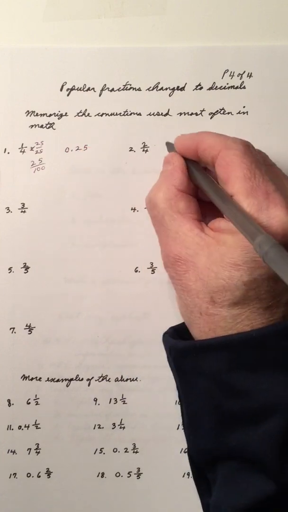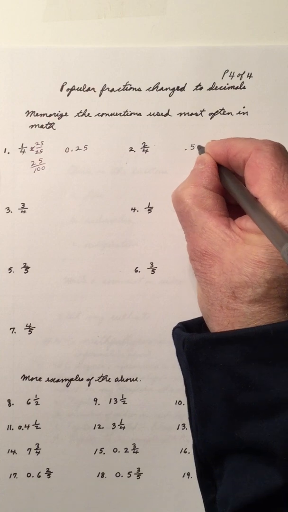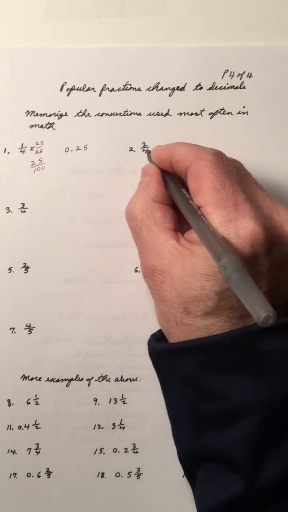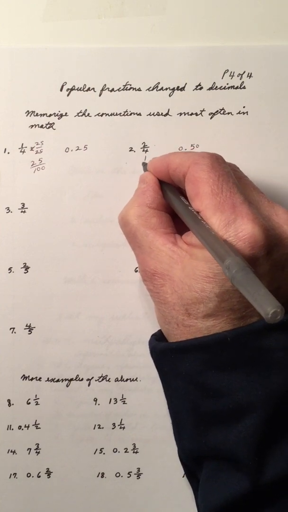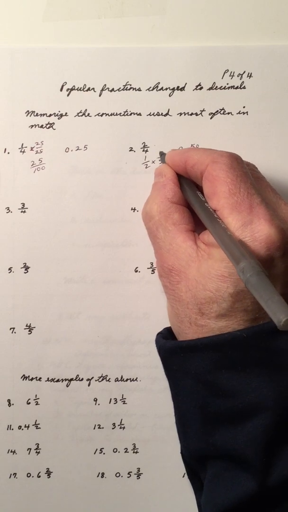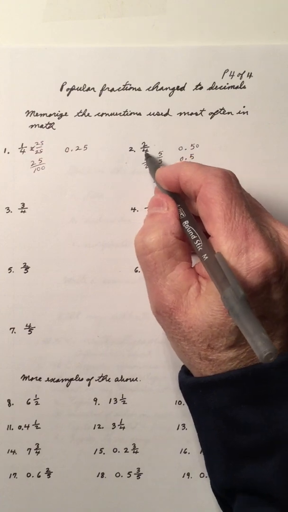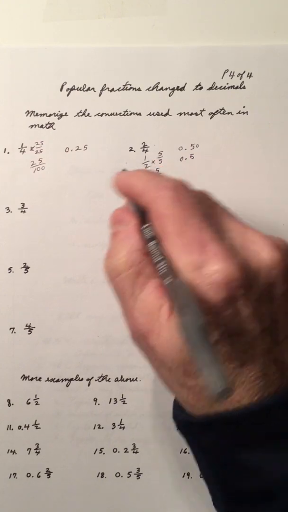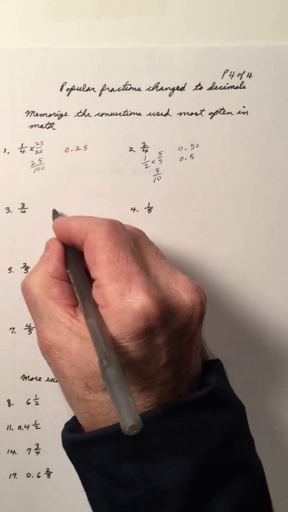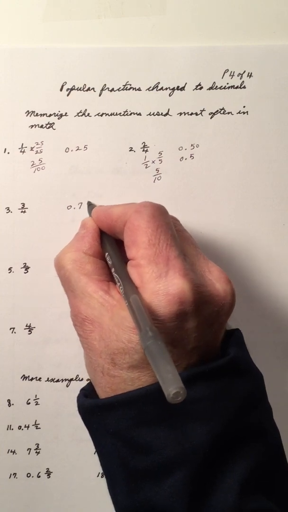2/4 is twice 1/4. So 2/4 is 0.50, which is decimal 0.5. Or 2/4 is the same as a half. And a half multiplied by 5 over 5, a half is 5 over 10. So 2/4 is a half. And a half I have memorized as 0.5, 5 tenths. 3/4 is 3 times decimal 0.25. So 3/4 is decimal 0.75.